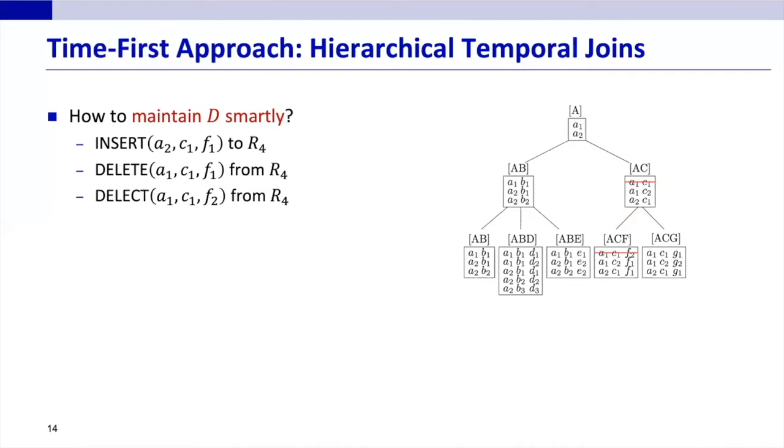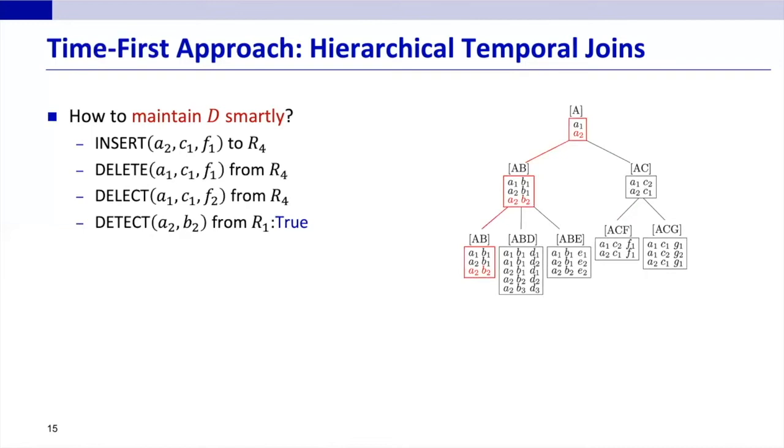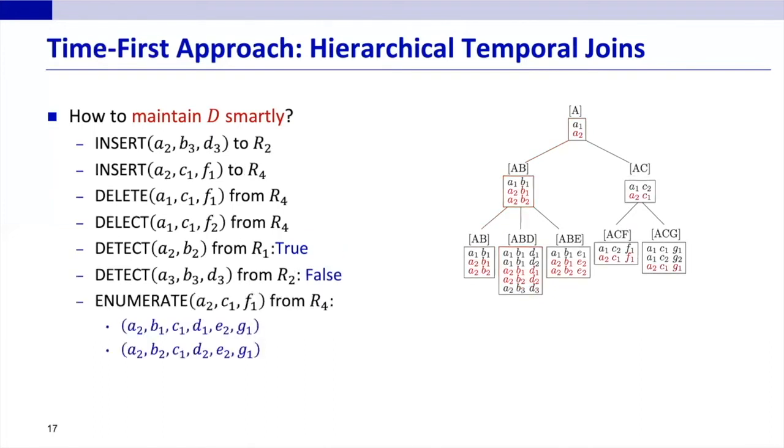Next, to check whether an input tuple participates in any join result, it's easy to check from the leaf node to the root whether its projection exists in the corresponding node as a valid tuple. For example, A2B2 will participate in some join result, but A2B3D3 does not. Finally, when enumerating join results participated by some tuple, say A2C1F1, we recursively invoke this procedure on the left and the right subtree separately, and then combine their result as a Cartesian product.